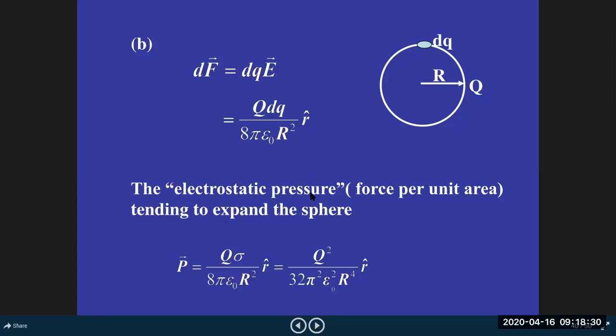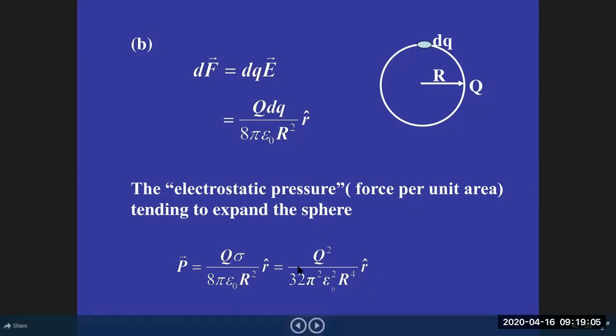So electrostatic pressure, that is force per unit area, tends to expand the sphere, just as you blow air into a balloon and it expands. In the same way, this force is acting outwards, so it tends to expand the sphere, but the sphere is solid and conducting, therefore it does not expand. But to what extent can it withstand that pressure?